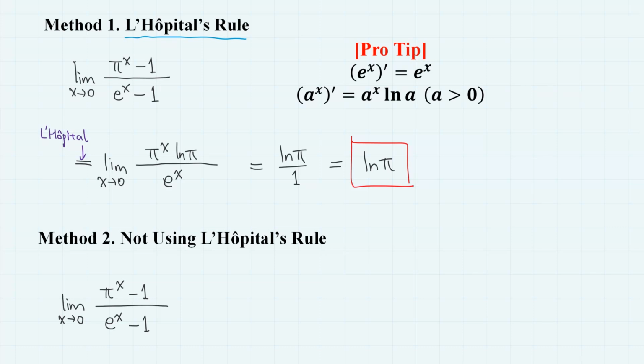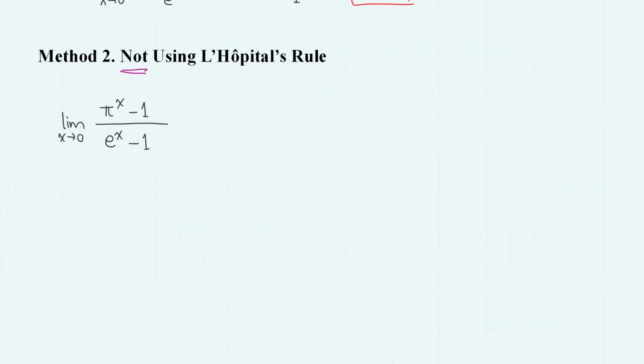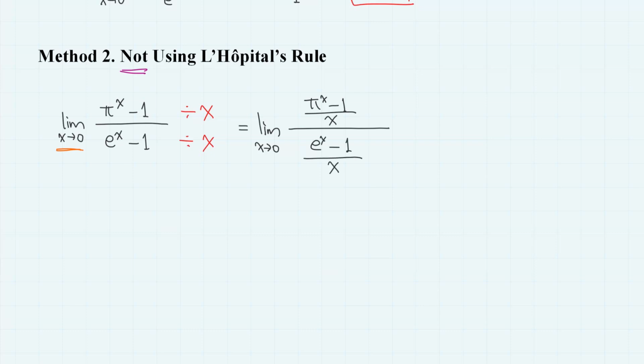But how can we find the limit without using L'Hopital's rule? Well, as for the starter, let us divide both numerator and denominator by x. We can totally do that because x is approaching 0, not becoming exactly 0. Then we have the limit of pi to the power of x minus 1 over x divided by e to the power of x minus 1 over x. These limits at the denominator and the numerator are somewhat important and famous limits related to exponential functions.